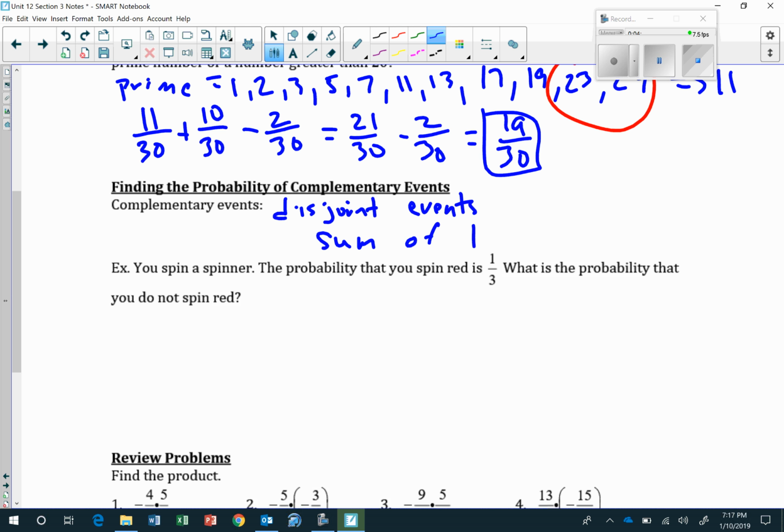So let's look at an example. It says you spin a spinner. The probability that you spin red is 1/3. What's the probability that you do not spin red? So the total probability is always 1, and we're going to subtract the 1/3 off of that. So basically, we're going to get 2/3. So 1/3 plus 2/3 is 1, so that's what makes them complementary events. You have one, and then you have the other. They add up to 1.